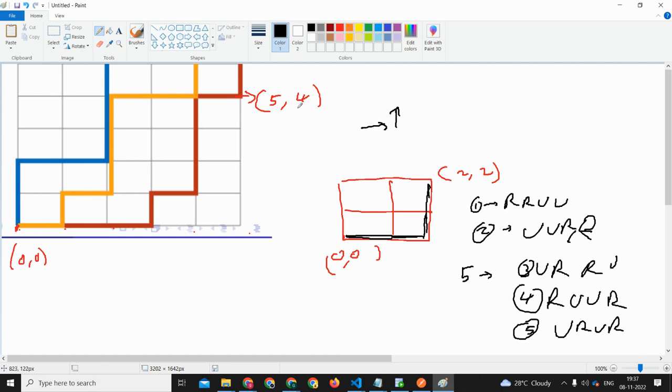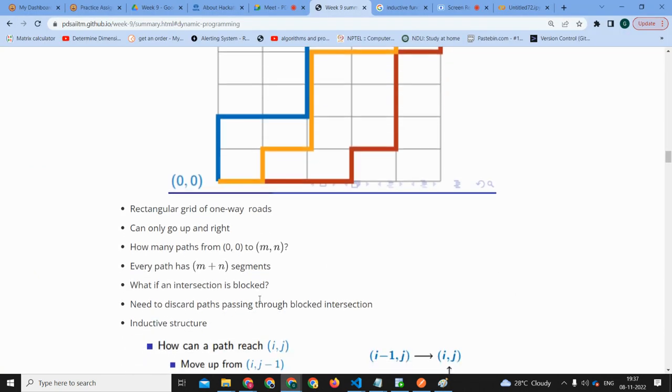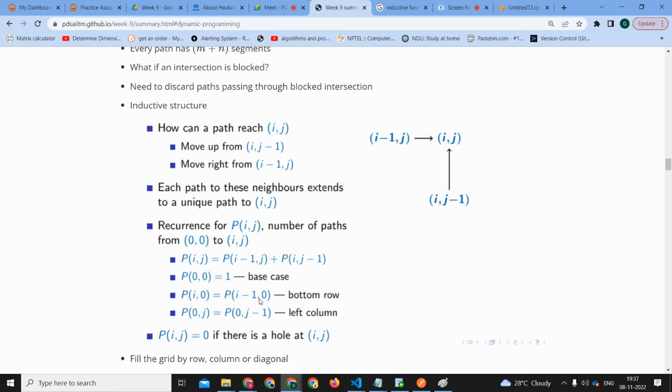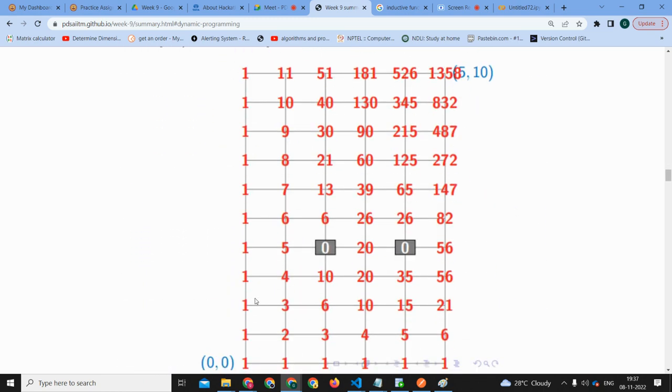But ideally, we'll have more places, right? When it goes to something like 5 cross 4, 5 comma 4, how would we calculate it? So we have the formula. I don't remember the formula. Umar, you just now told, right? What is the formula about?